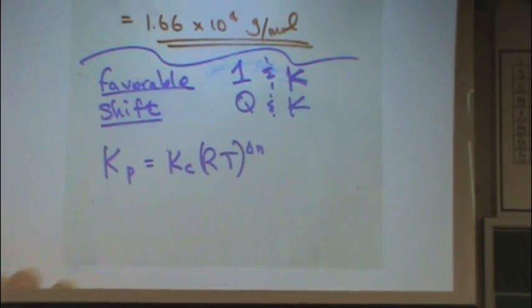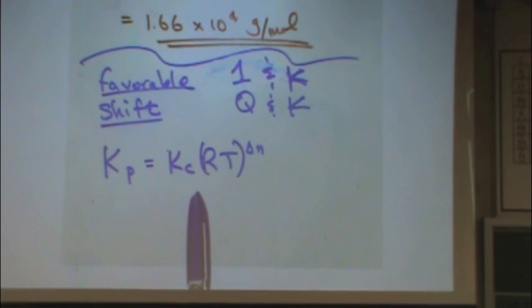This formula is the main formula to convert back and forth. We'll give you this formula. Remember, R is the ideal gas law constant, and T is in Kelvin as normal. Delta N is the difference between the products and the reactants. The number of moles of what state? Gas only. So make sure when you find delta N, you're only talking about gases.